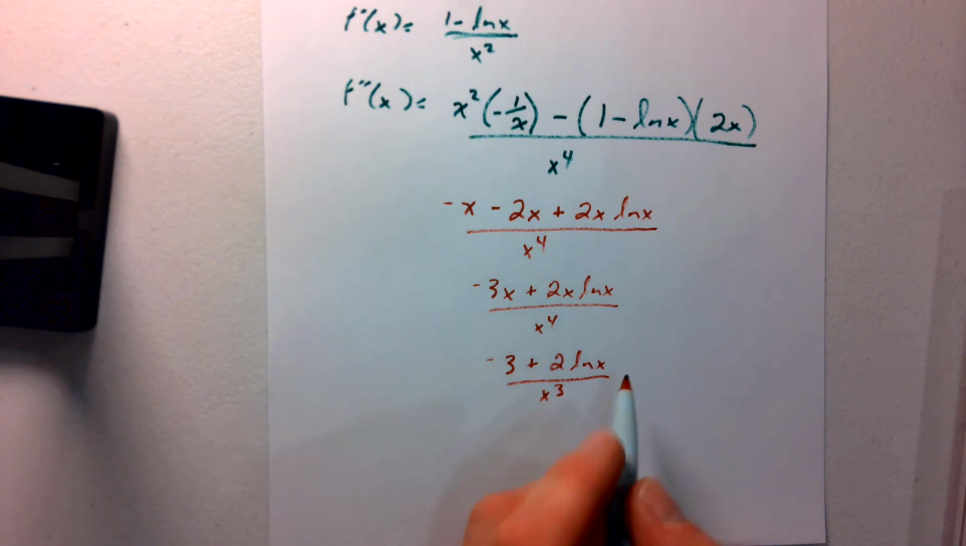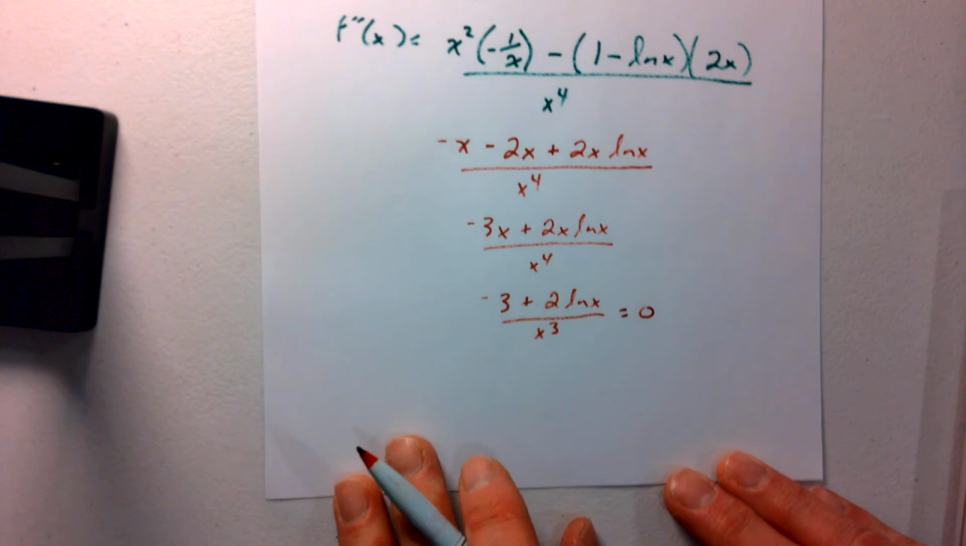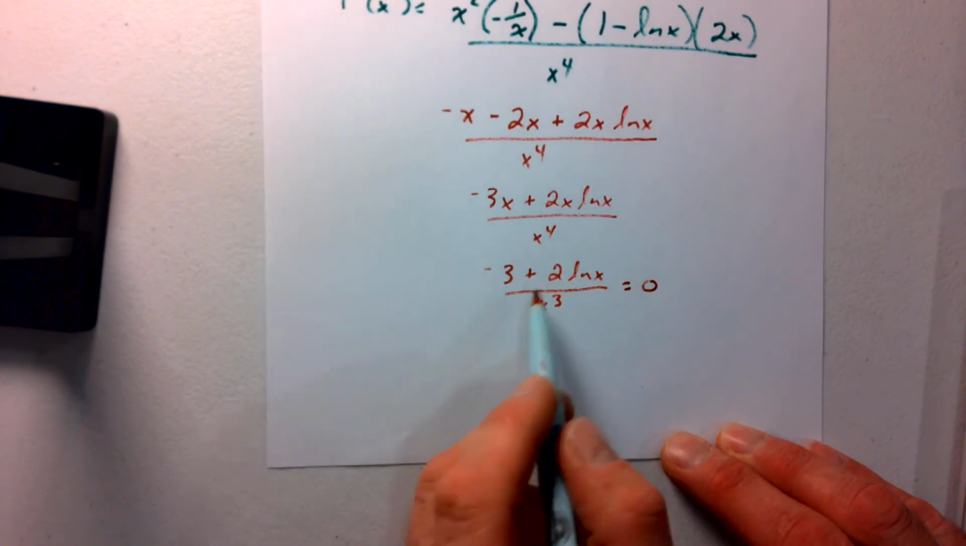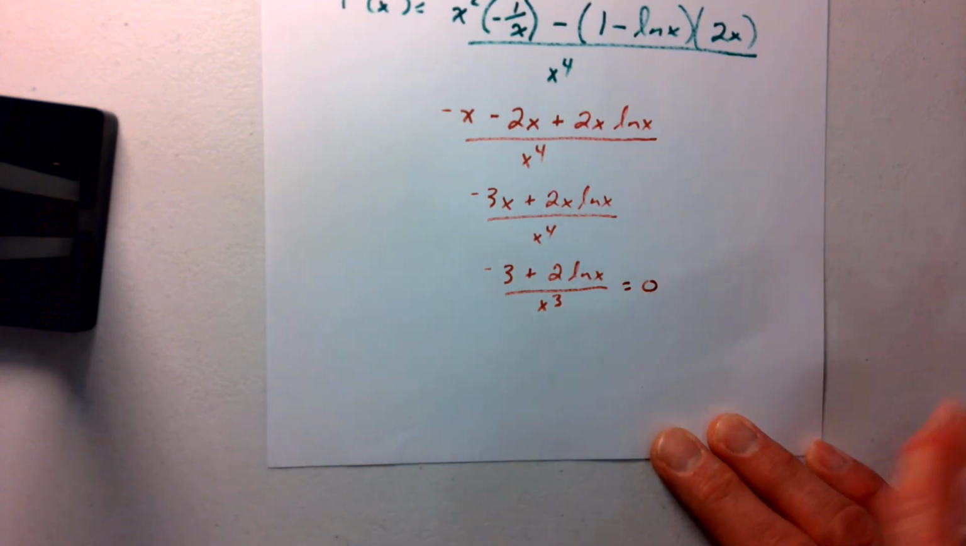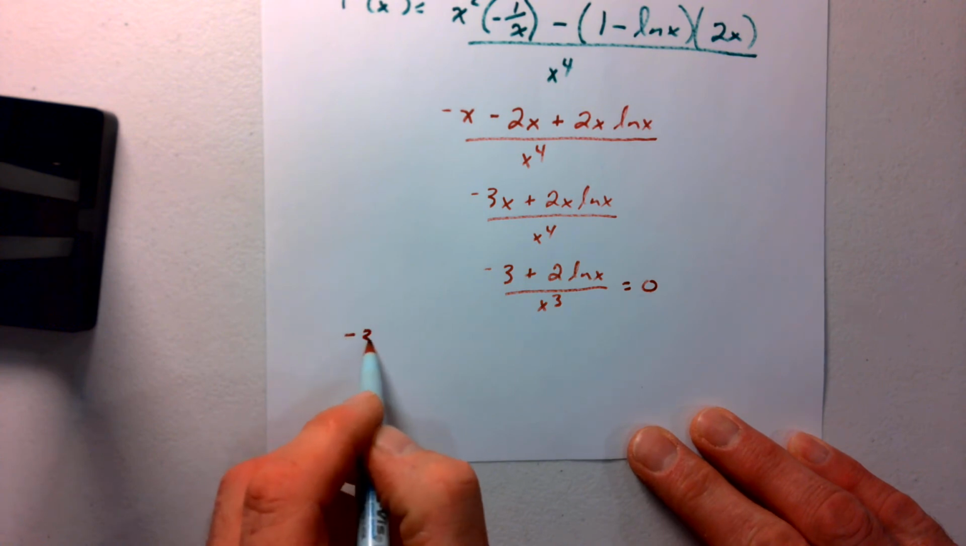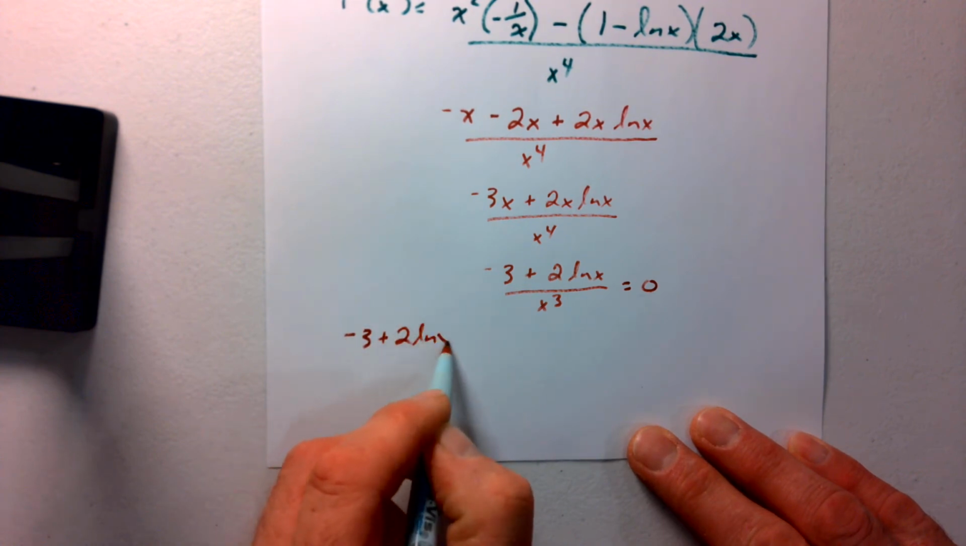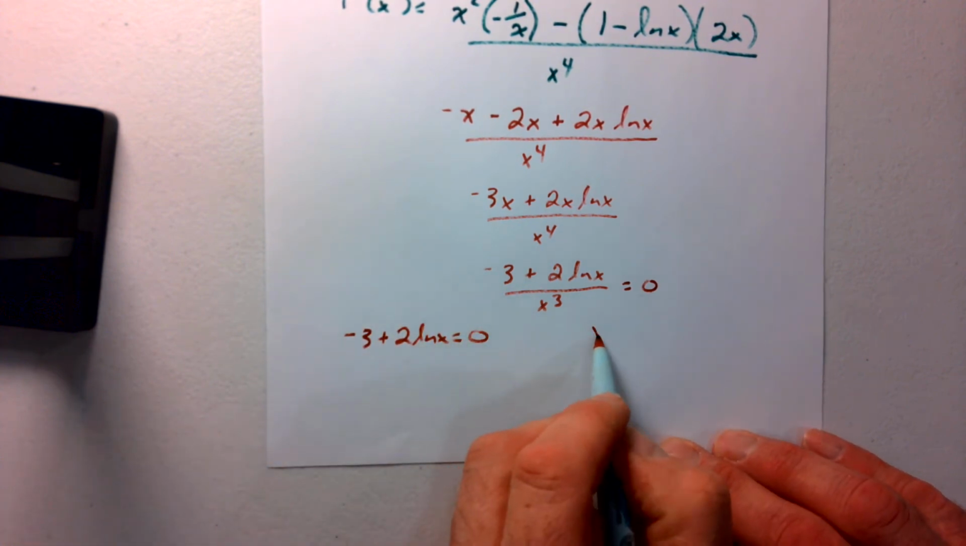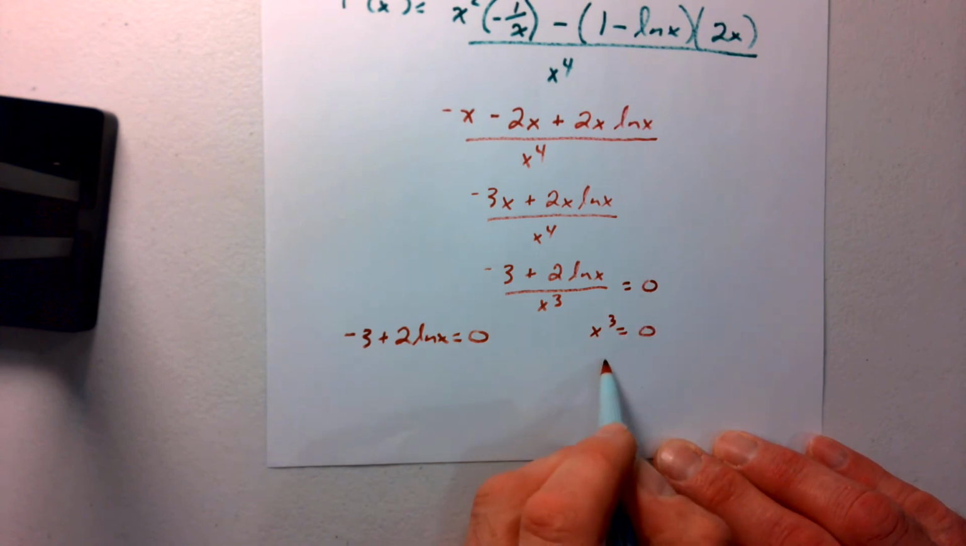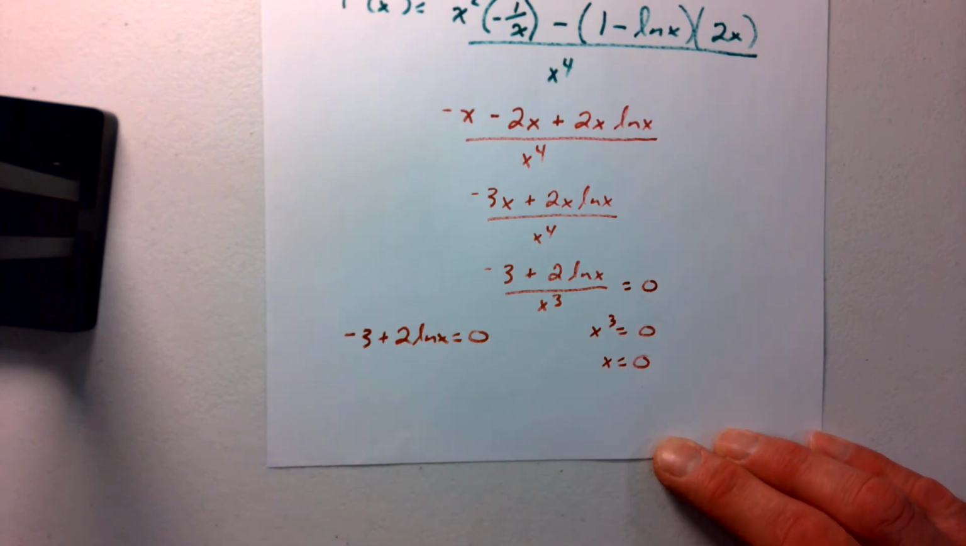Now again, I'm going to set this equal to 0. I'm going to solve each of my numerator and my denominator and set those equal to 0. So I'm going to look at negative 3 plus 2 natural log of x equals 0, and I have x to the 3rd equals 0. That's the easy one, isn't it? So x will equal 0.